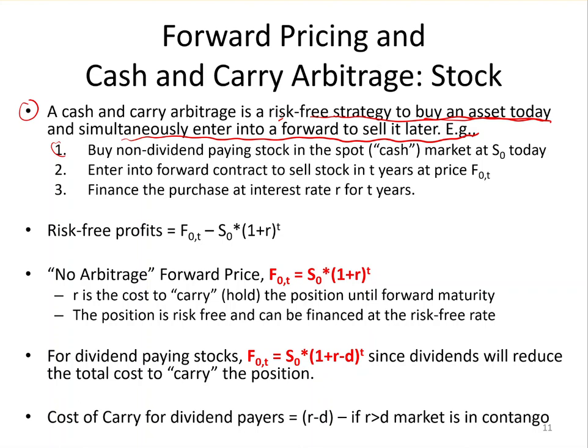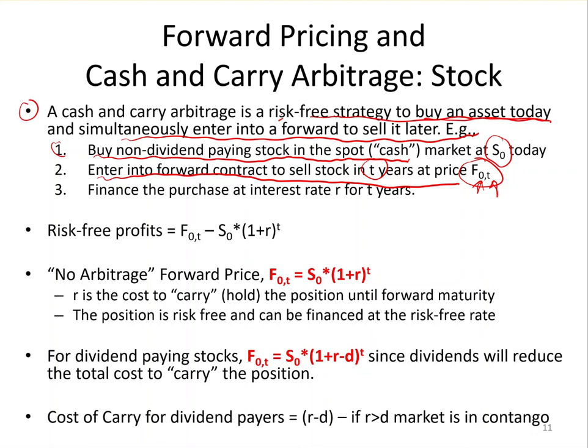So here are the steps to do this cash and carry arbitrage. Buy the non-dividend paying stock today in the spot market or cash market, and you'll pay S0. That's the spot price today for that underlying stock, say Tesla. Then you enter into a forward contract to sell Tesla in, say, T years. We'll call that F0T. It's the forward or futures price today for delivery at time T.